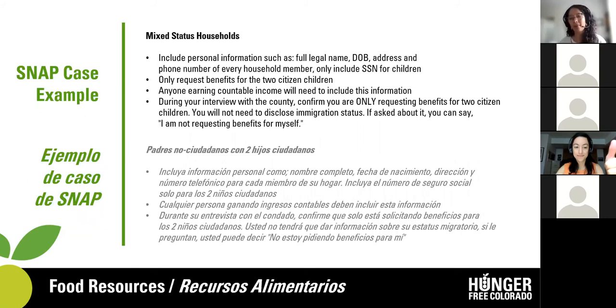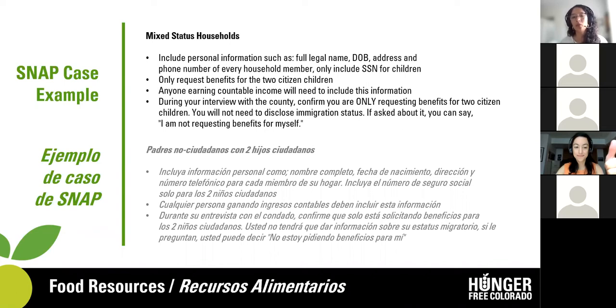We will see here an example of a family with a mixed status household that is eligible to apply for SNAP. For example, a couple without legal status that have two child citizens that were born in the US. This couple can apply. They fill out the SNAP application for their household. They give their personal information, their names, birth dates, address, phone number, and also the information about their income and their work. If either one of them receives payment in cash, they also have to report that as income.